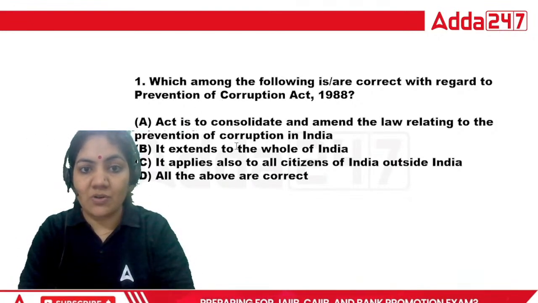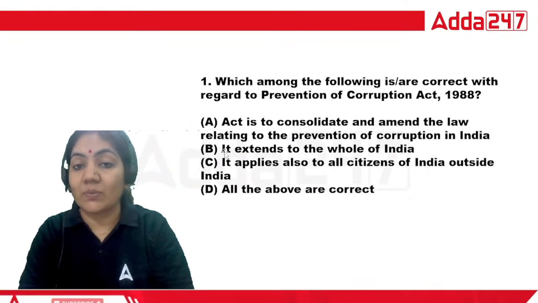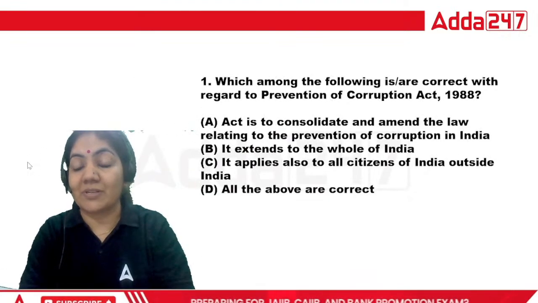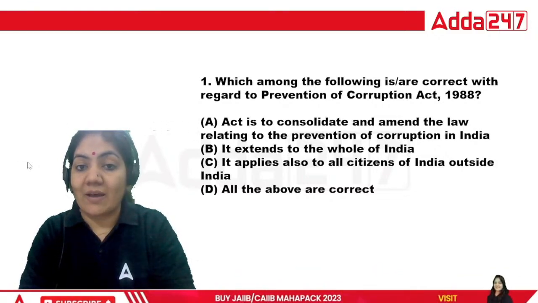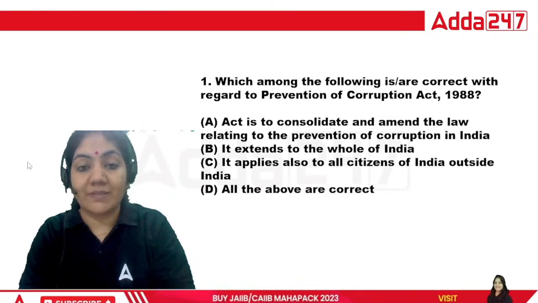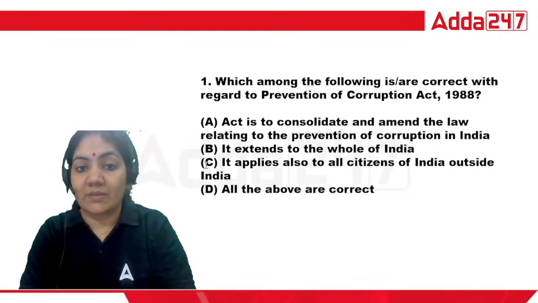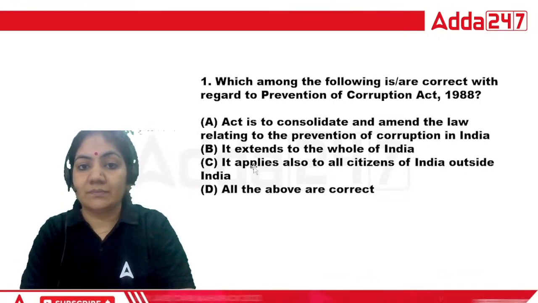The first question on the screen is: which among the following is correct with regard to the Prevention of Corruption Act 1988? A: the act is to consolidate and amend the law relating to the prevention of corruption in India. B: it extends to the whole of India. C: it applies also to all citizens of India outside India. And D: all of the following are correct. Tell me the right answer for this question.